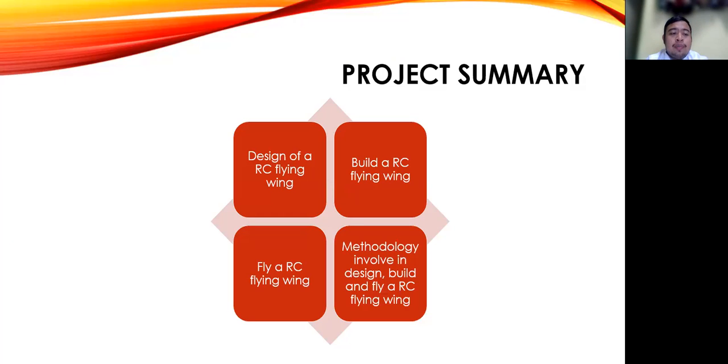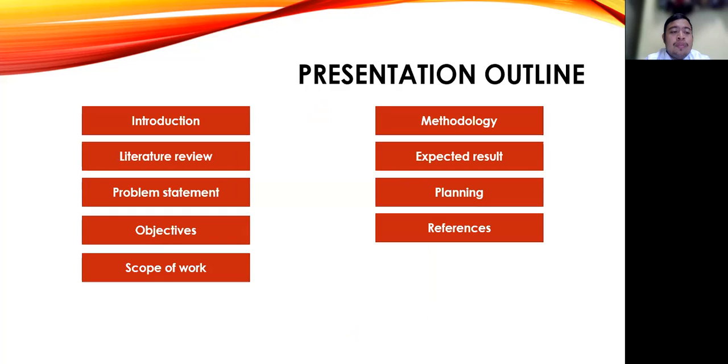For the project summary, this paper discusses the research study that designs, builds and flies a radio control RC flying wing. Then, the purpose of the study is to provide an overview of the methodology involved in the design of the flying wing. For the presentation outline, we start with introduction, literature review, problem statement, objective, scope of work, methodology, expected result, planning, and lastly, references.